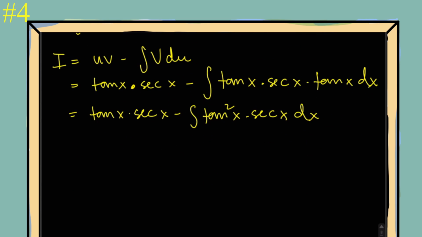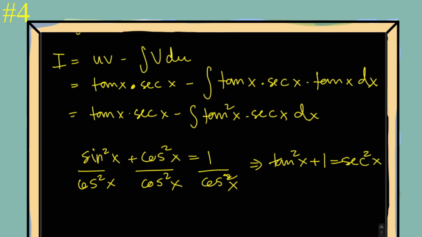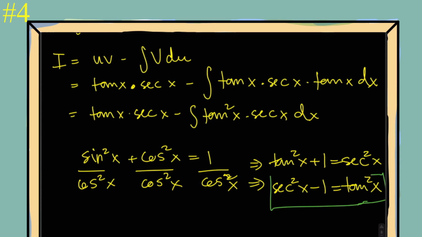Now here, one thing we can do is use an identity to simplify this. The one that I always remember is sine squared x plus cosine squared x is equal to 1. If we divide everything by cosine squared of x, we wind up getting that tan squared x plus 1 is equal to secant squared x, and therefore secant squared x minus 1 is equal to tan squared x. This is the one we're going to use to substitute for this tan.